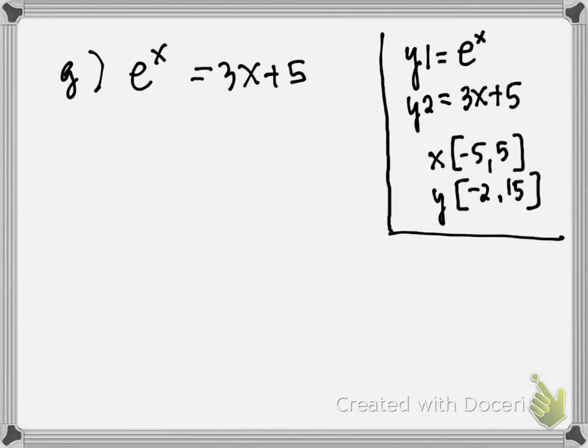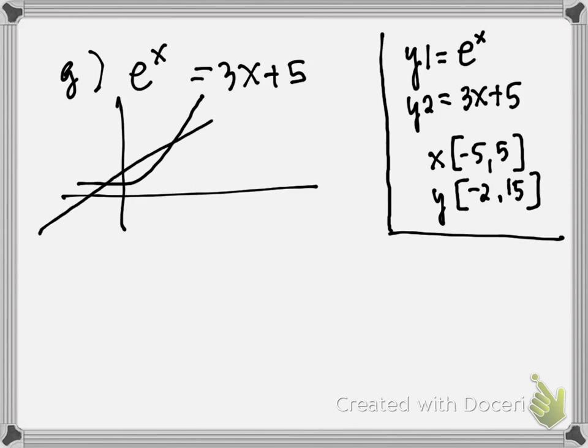And with that window, I was able to get this graph. My graph looks something like this. Okay, this is my e to the x. That was my e to the x. And then I got a line that's 3x plus 5 somewhere here. So I see two intersections. This intersection and this intersection. I'm going to use second trace. I told you how to do that, right? Hopefully you still remember. So do second trace intersect, and you should be able to get these two intersections.